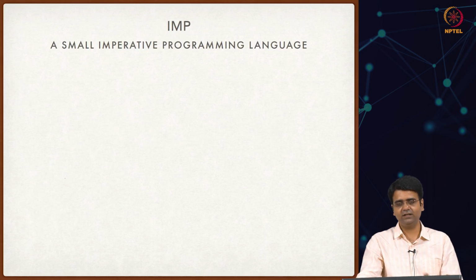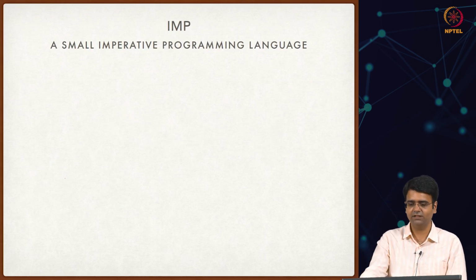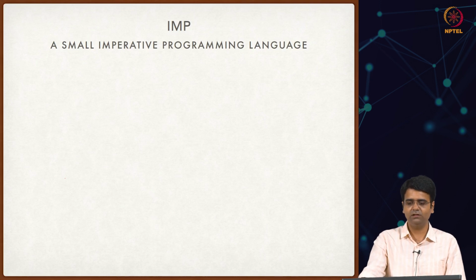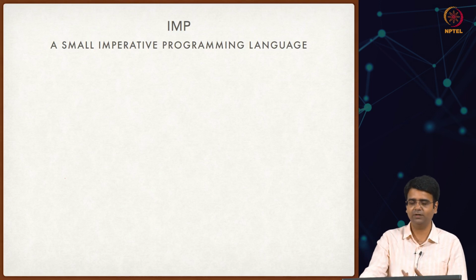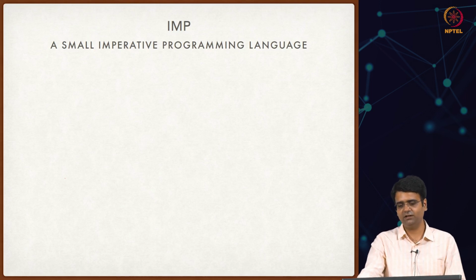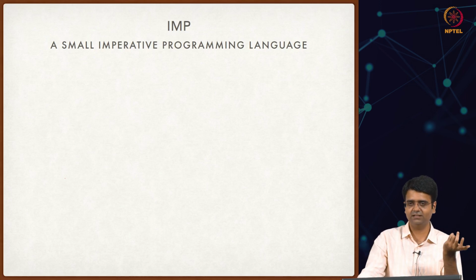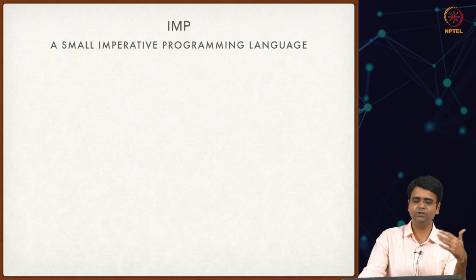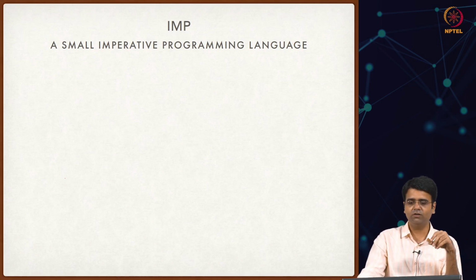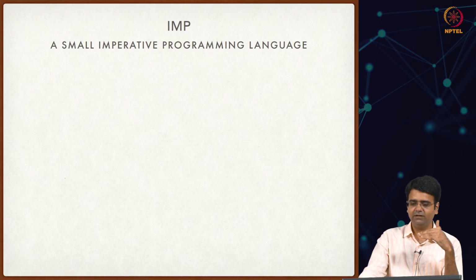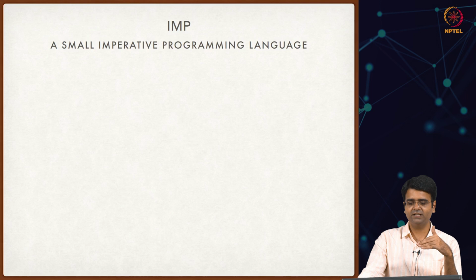In order to illustrate the specification and the verification process, we are going to use a very small synthetic programming language called IMP. This is a very small imperative programming language. It's not a real world language. Practically, it is not a correct way to directly jump into a real world programming language like C, C++, or Java, which has lots of features and which may hinder our understanding of how things work. So we will first start off with a very small imperative programming language which has very minimal features, and then gradually we will build on the features of the programming language.